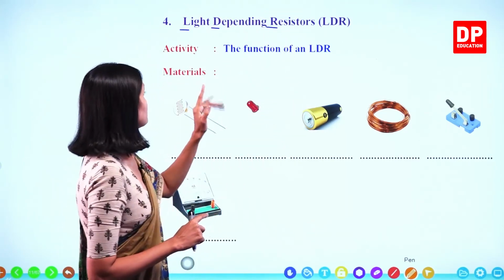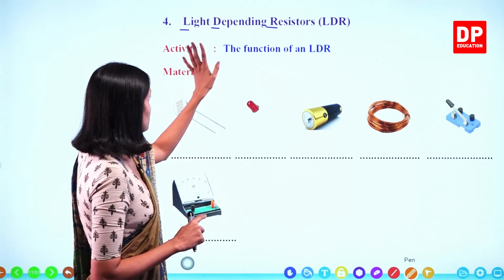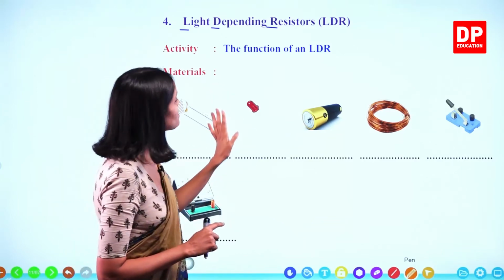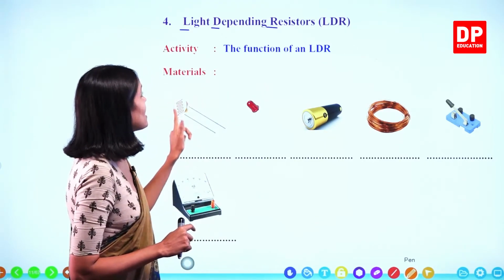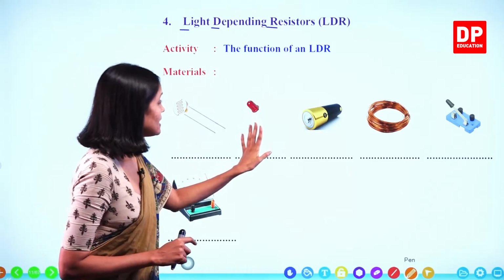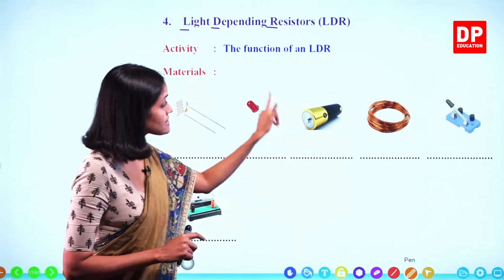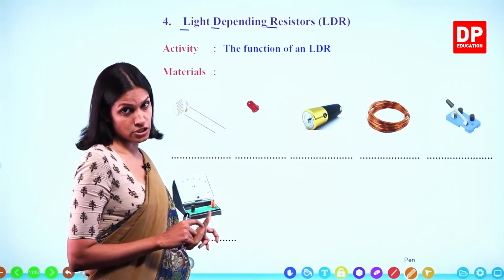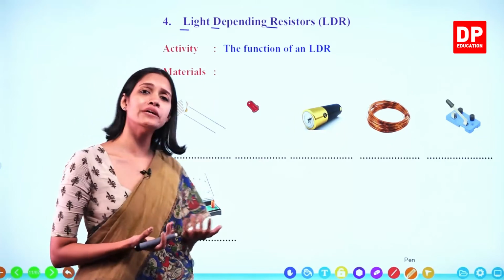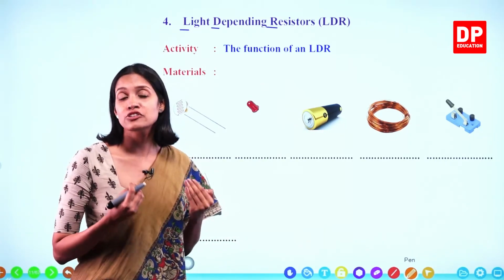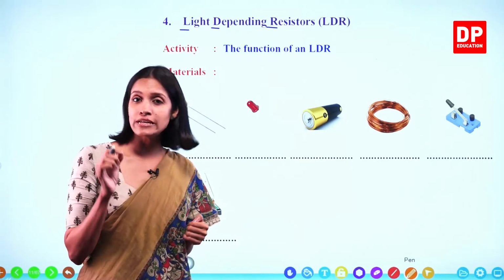Right. So in this activity, we are going to study the function of an LDR. So what are the things we need? We need a light dependent resistor, or an LDR. And we need an LED, dry cells, connective wire, a switch and a milliammeter. So why do we use the milliammeter, children? We can use the milliammeter to measure the electric current that flows through the circuit, the small electric current, okay?